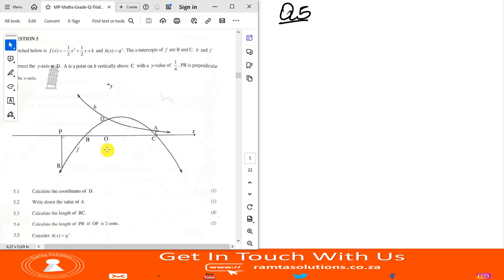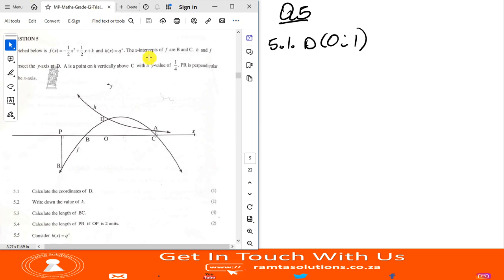So 5.1, calculate the coordinates of D. Remember guys, D is the y-intercept, right? So we're not gonna waste our time. This is 1 mark. Even if we don't show it, it's okay. So D is basically (0; 1).